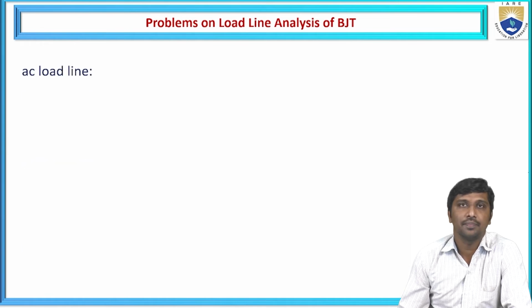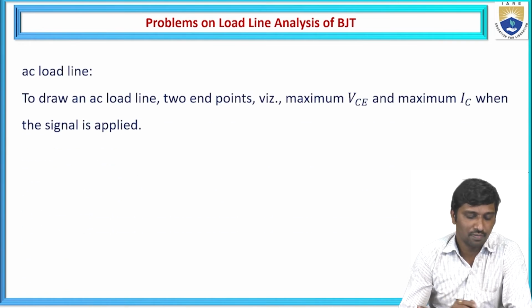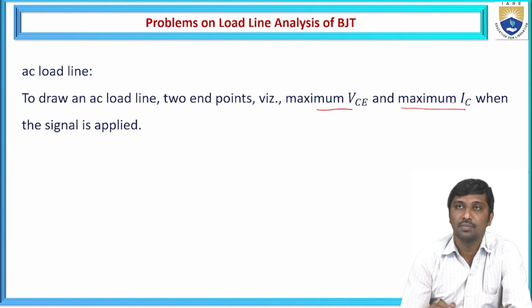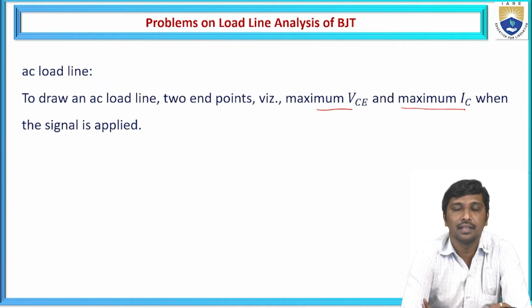So based on that, if we want to draw an AC load line, we need to calculate the maximum VCE parameter as well as the maximum collector current when the input signal is applied. That means, in the presence of the given AC signal, we need to find out how much maximum output voltage and how much maximum collector current is produced with respect to the DC biasing and the given AC signal.